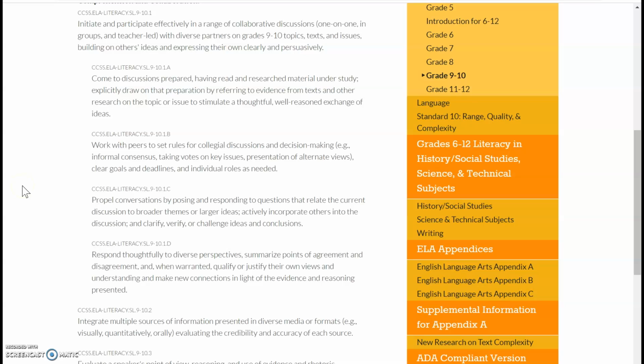So now we have the speaking and listening standards for 9th and 10th grade, which I really like, like I said before. So they're expected to converse right here with diverse partners on grades 9 through 10 topics, texts, and issues, building on others' ideas and expressing their own clearly and persuasively. So I think this goes back to Common Core's goal of preparing students for life outside of school and becoming critical thinkers. I think hearing other people's ideas and then building on that or going against it is a process that should be learned.